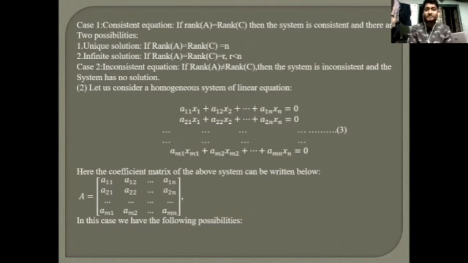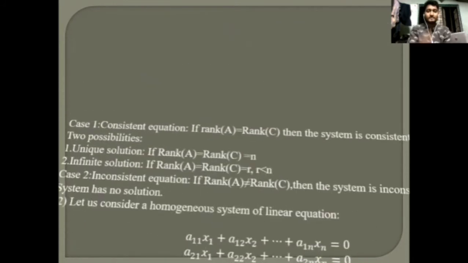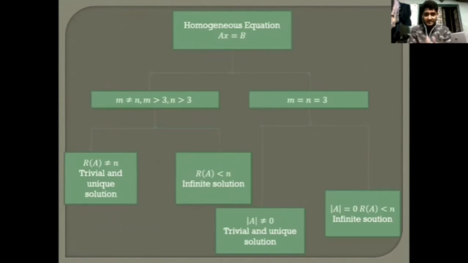Let us consider a homogeneous system of linear equations. It is similar to the previous equation. The coefficient matrix of the above system can be written as below: A equals a11, a12, dot dot dot, a1n, and so on, and lastly am1, am2, dot dot dot, amn. In this case, we have the following possibilities. In the chart, we express the homogeneous equation.